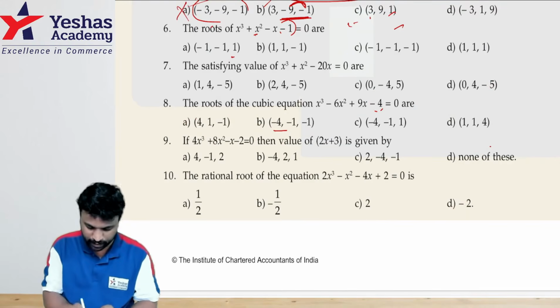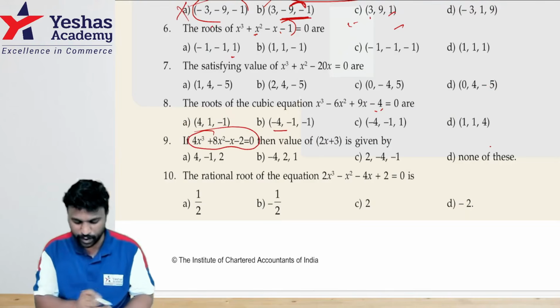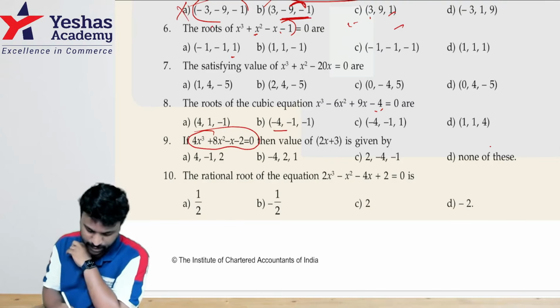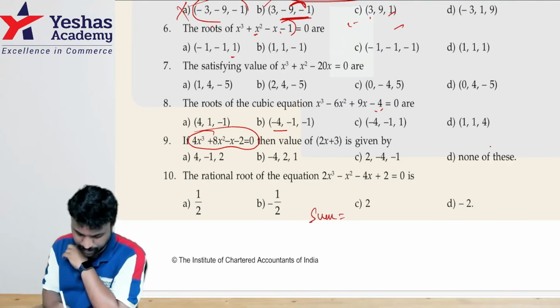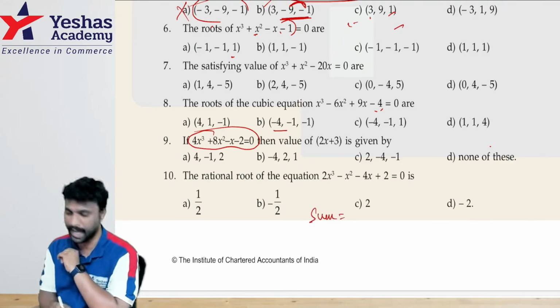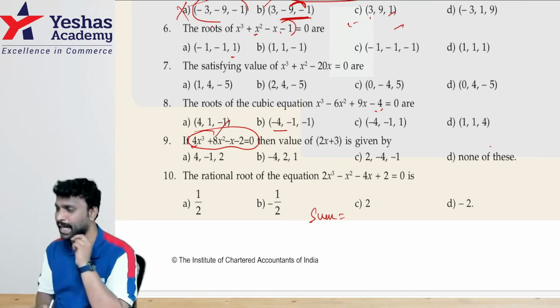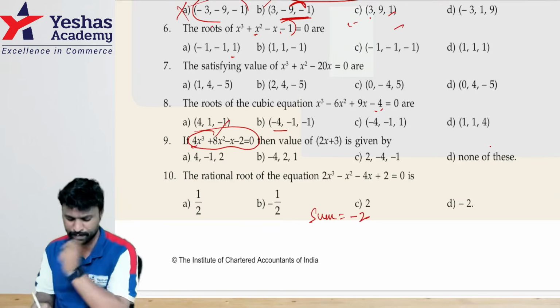Have a look. First of all, the cubic equation is given. What is the cubic equation? 4x cube plus 8x square minus x minus 2 equal to 0. So what is the sum of the roots for this cubic equation? Minus b by a. Guys, b value is 8, a value is 4. So minus 8 by 4 is minus 2. So sum is minus 2.